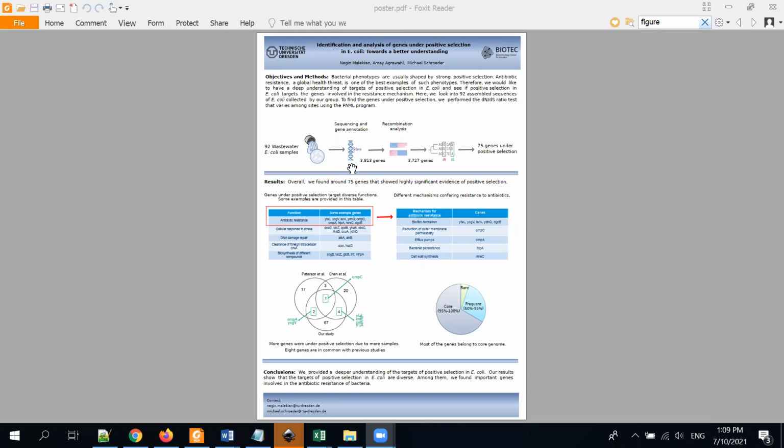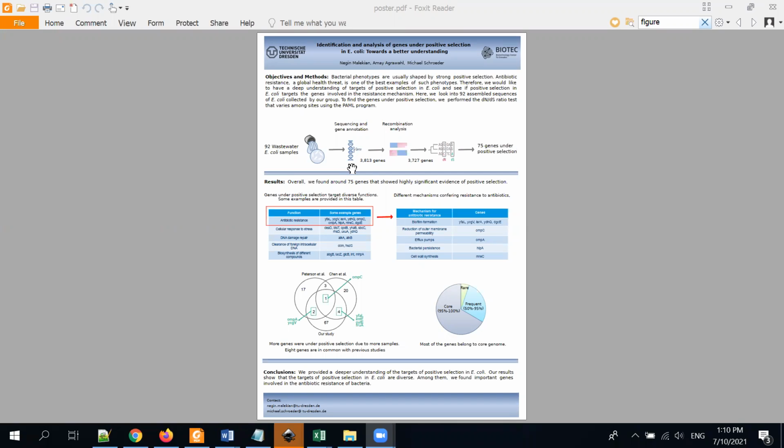Here is Negin Malekian, a PhD student at TU Dagestan. Today I will show you how identification of genes under positive selection in E. coli provided us with a better understanding of targets of positive selection in E. coli, and in specific antibiotic resistance.